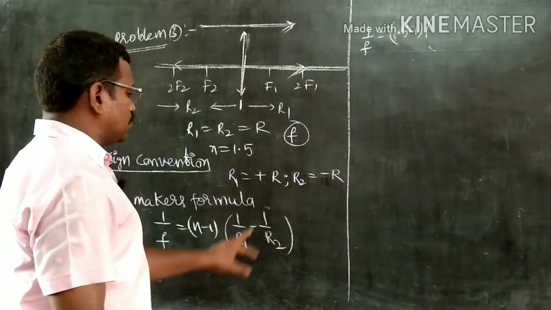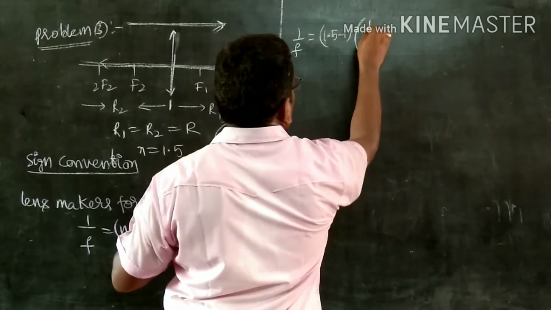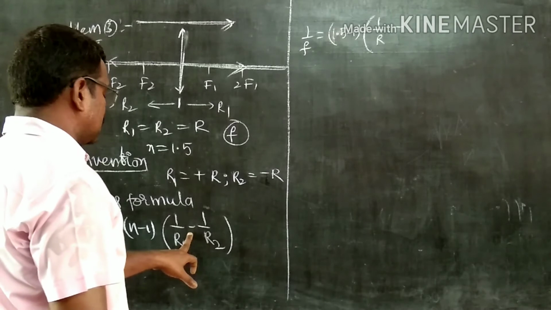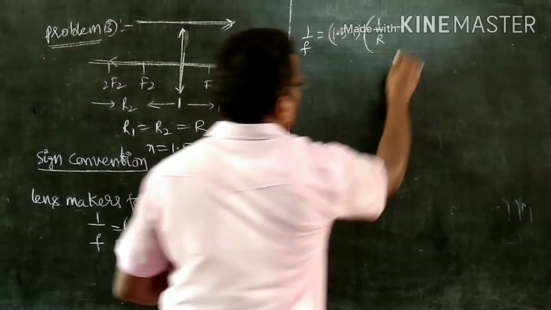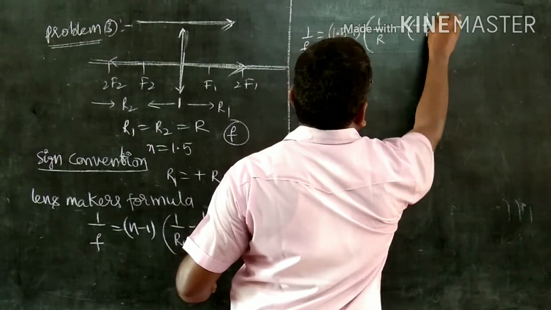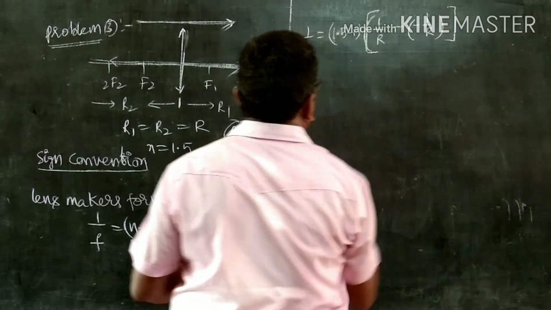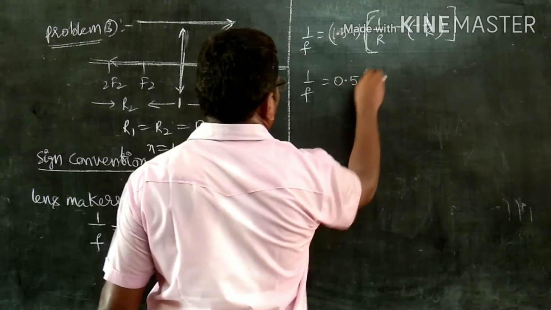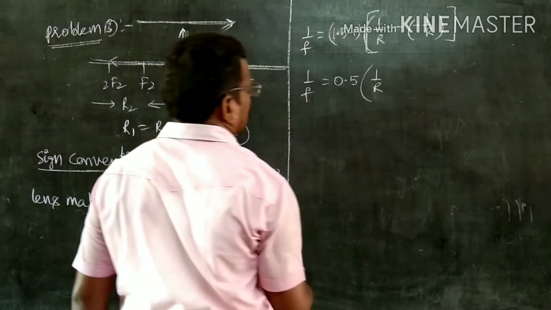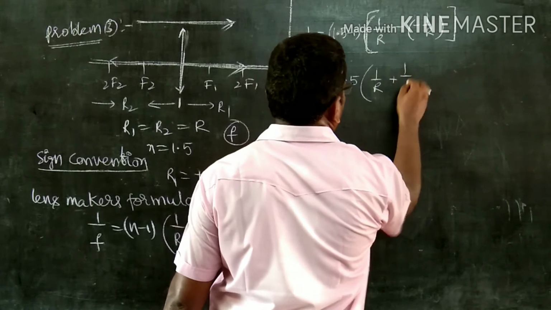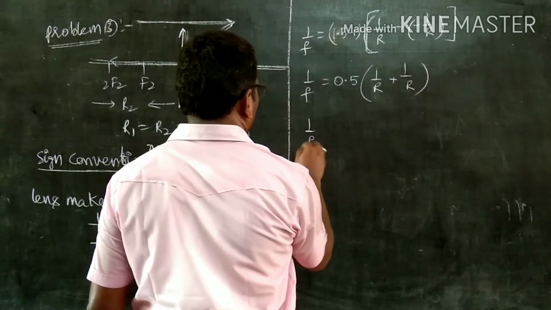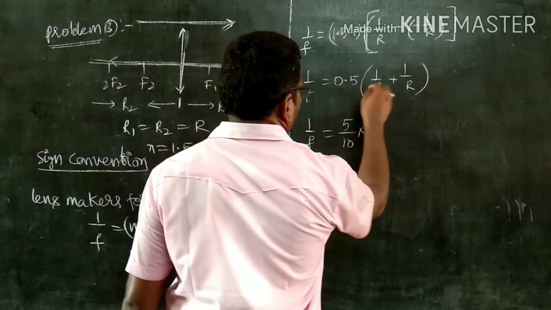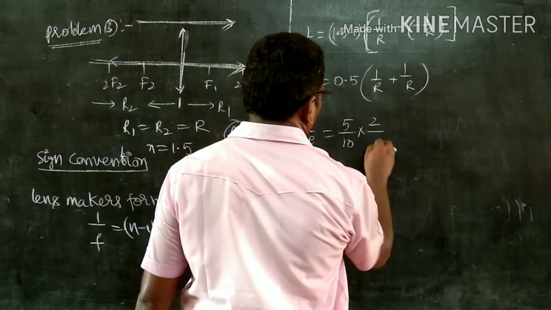Now instead of R1 we should write plus R, so that becomes 1 by R minus, the original formula has a minus, minus of 1 by R. The total value will be close. Now 1 by f is equal to 0.5 times (1 by R minus of minus, plus 1 by R). This 0.5 can be written as 5 by 10. 1 by R plus 1 by R becomes 2 by R.